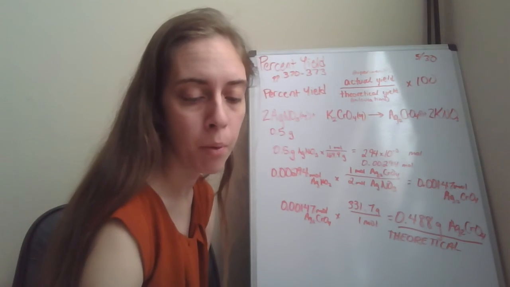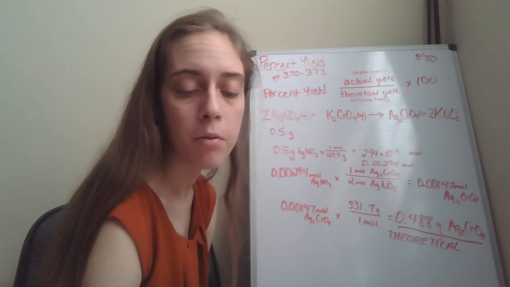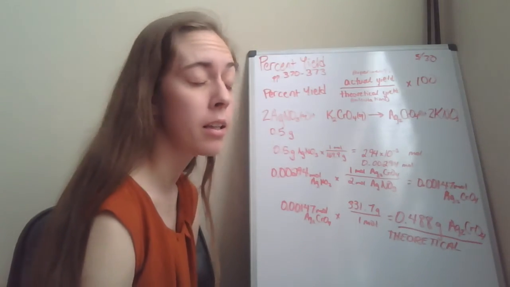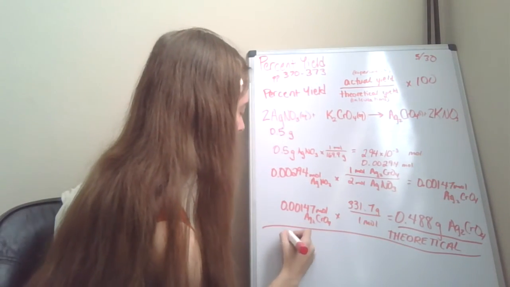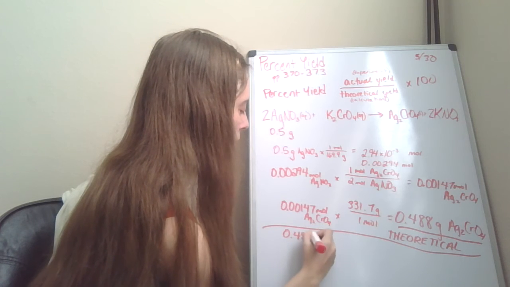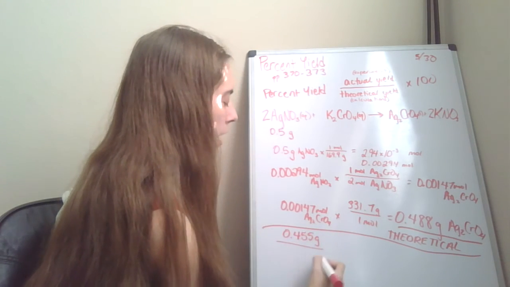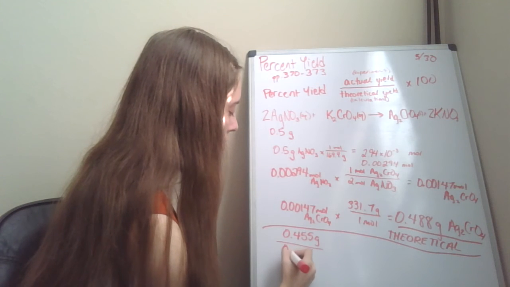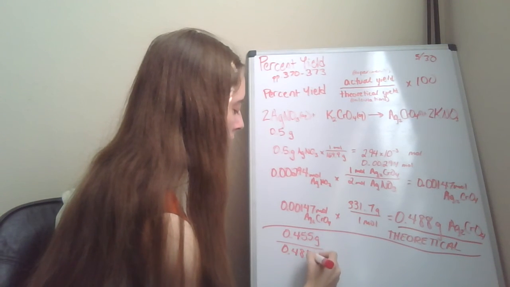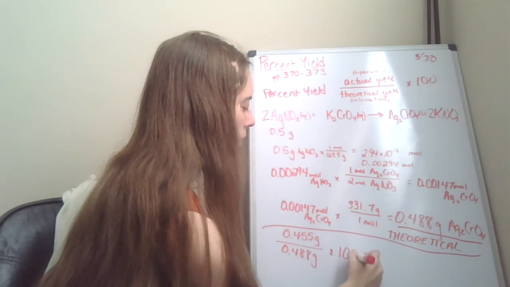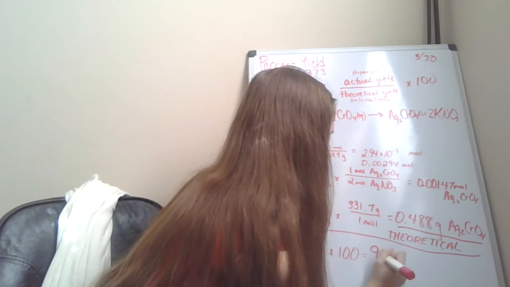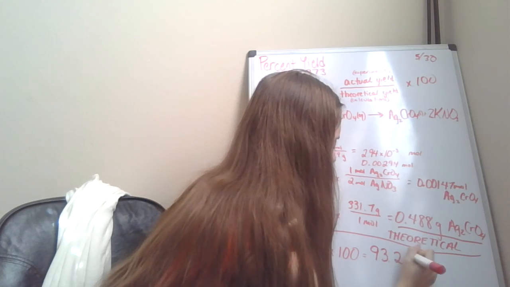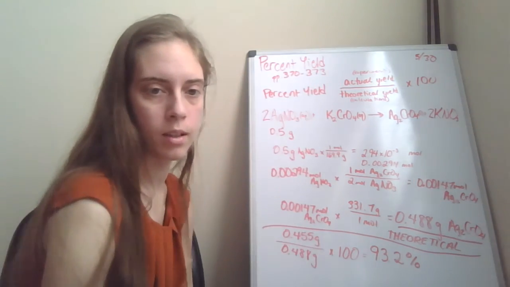Part B says if 0.455 grams of silver chromate is obtained, calculate the percent yield. So we use our equation from up top. Okay, so we do our actual yield, 0.455 grams, divided by our theoretical yield, 0.488 grams, times 100, and we end up with 93.2%. And that's part B.